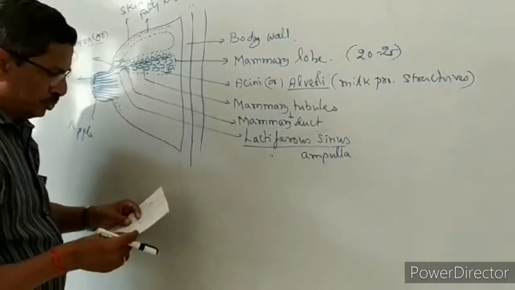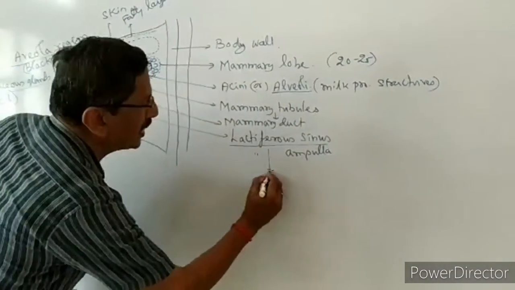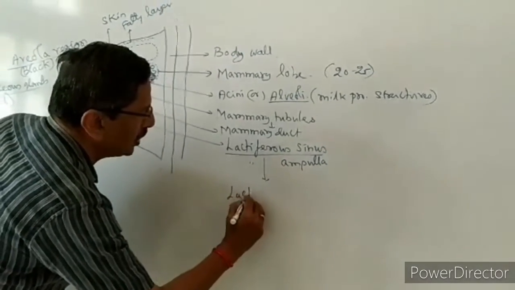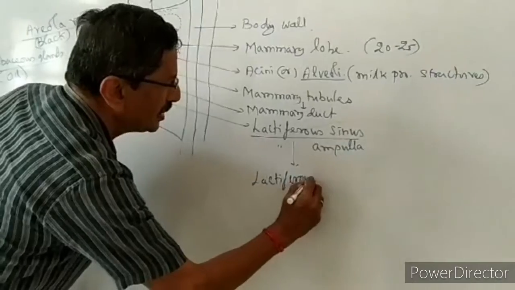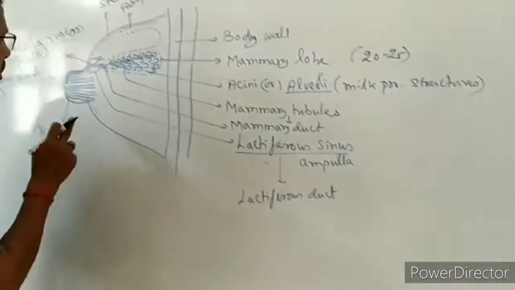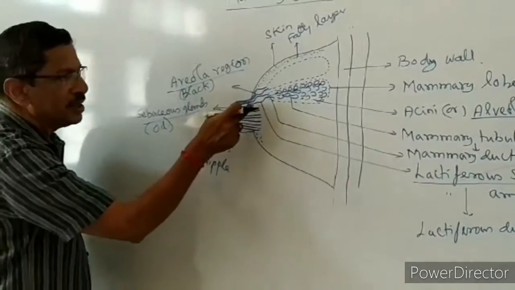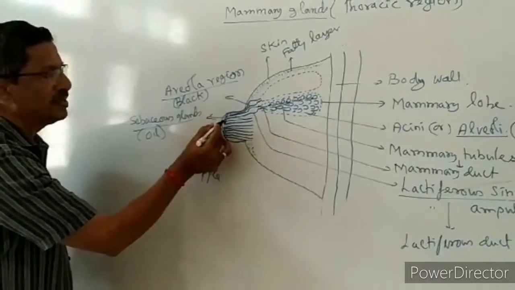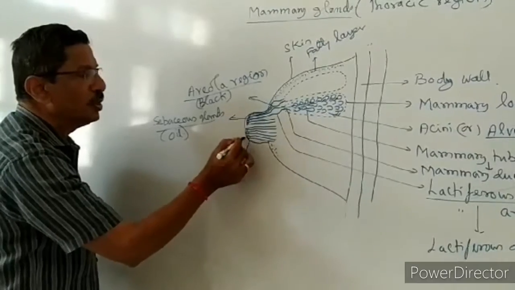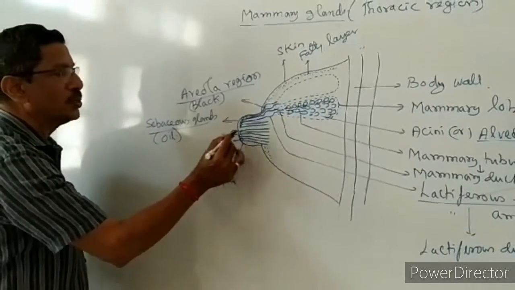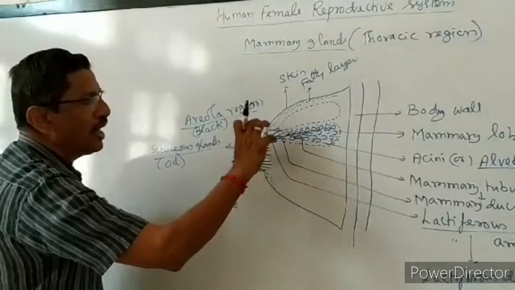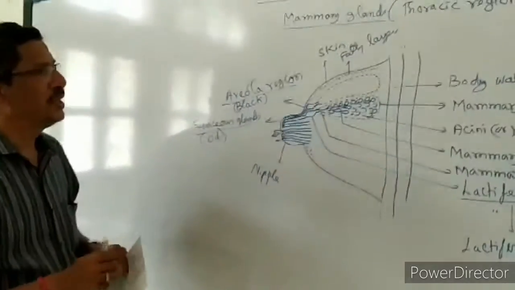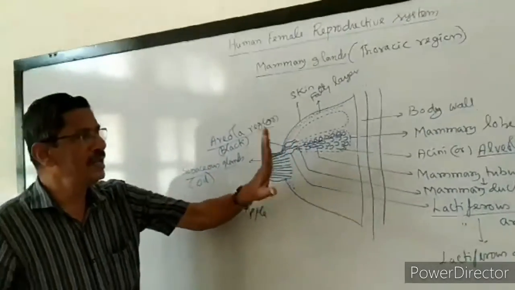Suppose 20 lactiferous sinuses are there, then 20 tubes will be present. The complete tube we call a lactiferous duct. From each sinus one tube is arising, which is called a lactiferous duct. So 20 lactiferous ducts will be there. They pass through the nipple and open very close to the outer margin of the nipple. Through the nipple the milk is ejected out. The ampullae contract and push the milk out. This is the structure of one mammary gland.